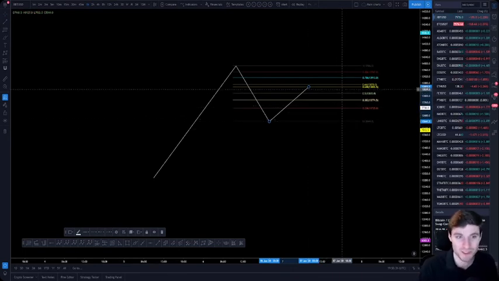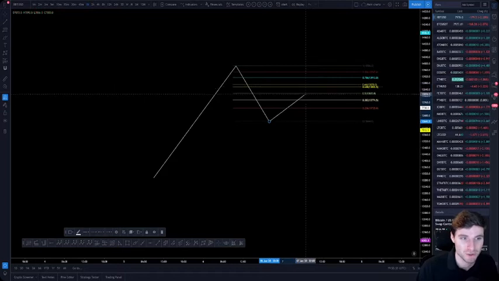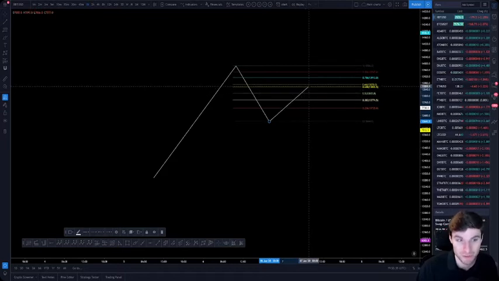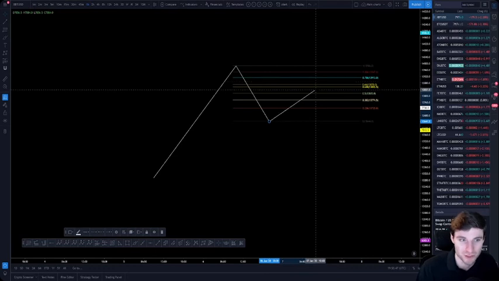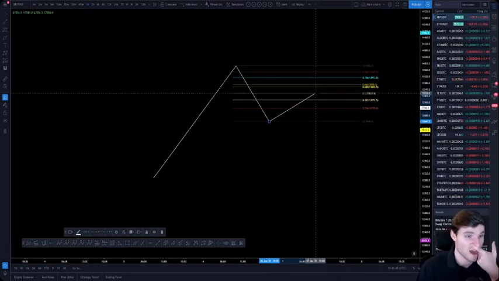cryptocurrency itself prefers hitting the 618, so you're more probable to actually see the 618 in cryptocurrency, whereas in the stock market the 0.5 is more widely hit and doesn't reach the 618. So that's the difference between the markets you're trading. You have to learn the characteristics.